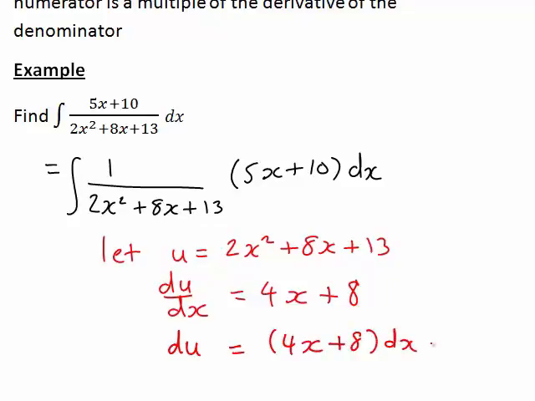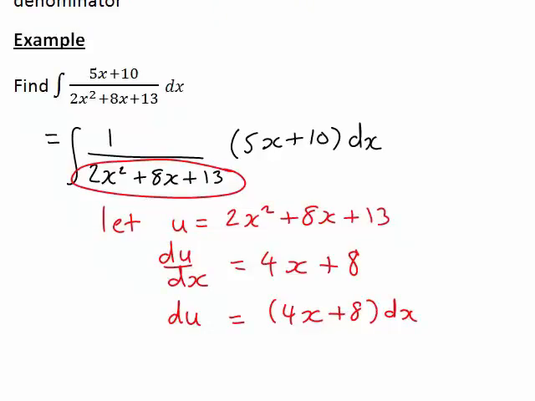And if substitution is going to work, we would want to replace this expression, 2x squared plus 8x plus 13, with u, so that would become 1 divided by u, and this 5x plus 10 dx part of the expression, we would want to replace with some multiple of du. So the question is whether 4x plus 8 and 5x plus 10 are related by some constant multiple.